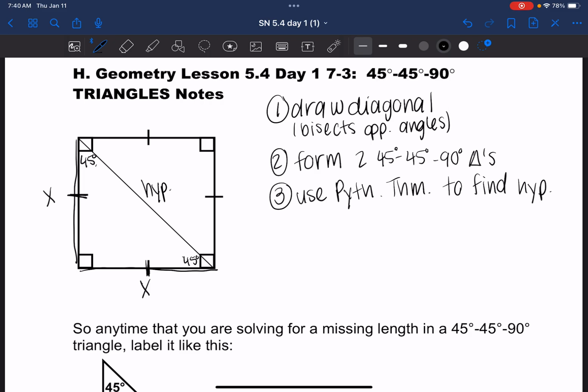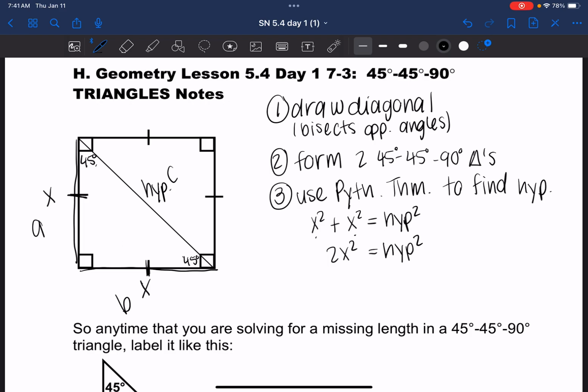So we know to label our legs A and B while our hypotenuse is C. So in our Pythagorean theorem, we are going to have A squared, which is X squared, plus B squared, which is also X squared, will be equal to our hypotenuse squared, which is the piece we're looking for. X squared and X squared are like terms, so I can add those two together to get 2x squared is equal to the hypotenuse squared.